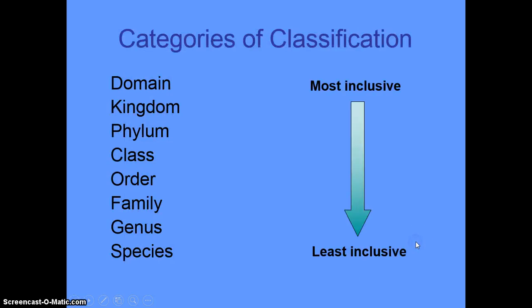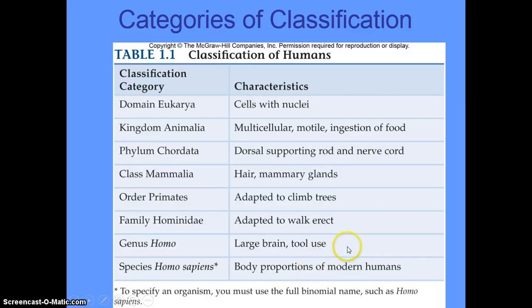Categories of classification. So, we first take all living things and break it into three different domains. Within those domains are kingdoms. Those kingdoms are broken down into phyla. Each phylum is broken down into classes, classes into orders, orders into family, family into genus, and genus into species. So these are the most specific, or the least inclusive. These are the most general, or most inclusive. You need to know this order as well. And this just gives you categories of classification. So this is how we are classified.